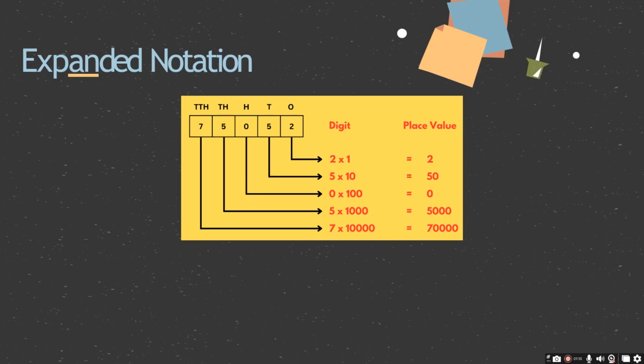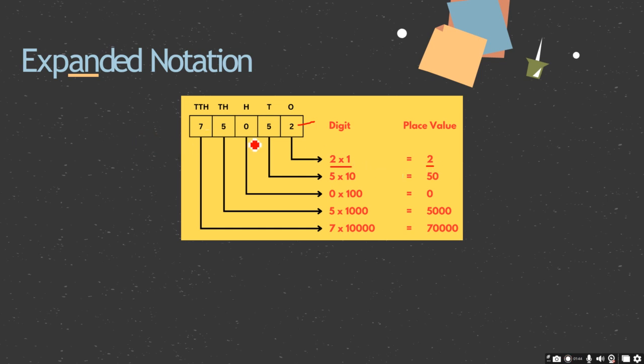Now we will see the expanded notation of the number. Here 75,052 is a 5-digit number. Now we will see how to write the place value of each digit in a number. Let us start from the ones place. So here in the ones place the digit is 2. So its place value is 2 multiplied by 1 is equal to 2.